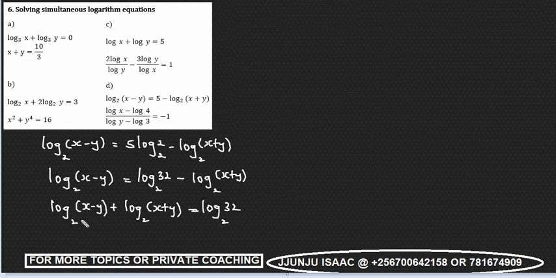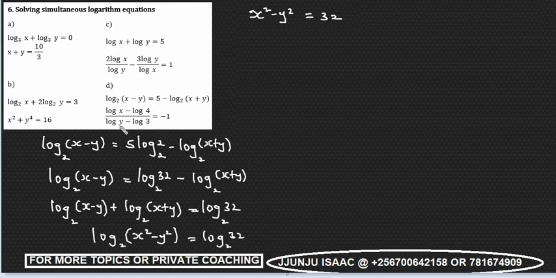So now you can see that this is a plus, so we can multiply them. And when you look at this, it is the difference of two squares. So log base 2 of (x minus y) times (x plus y) is x squared minus y squared, equal to log base 2 of 32. Since the base is the same, we can see that x squared minus y squared is equal to 32.